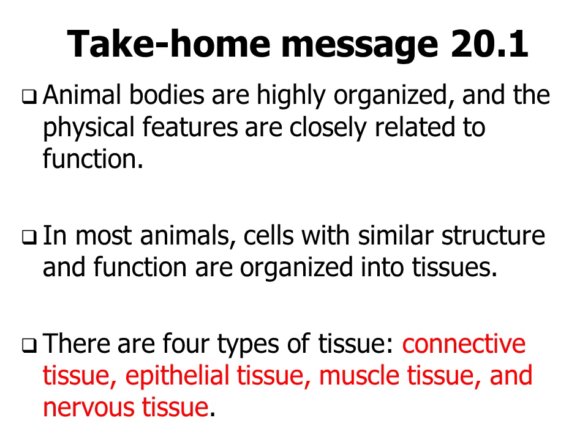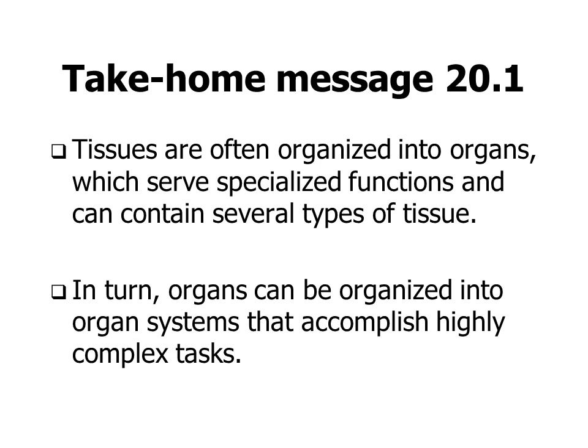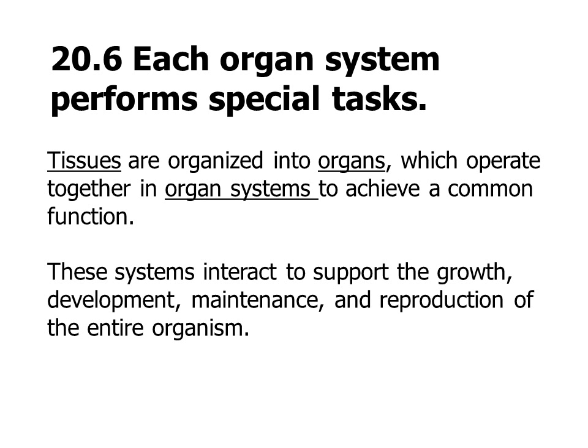Alright, animal bodies are highly organized. You have cells, tissues, organs, and organ systems, and there are 4 types of tissue. Each organ system performs special tasks. So for the rest of this chapter 20, I'm just going to give you an overview of all of those different organ systems, and then in the subsequent chapters we're going to talk about some of them. We don't have time to cover every single one, but I'm going to highlight the ones I've found the most important for you to know about.